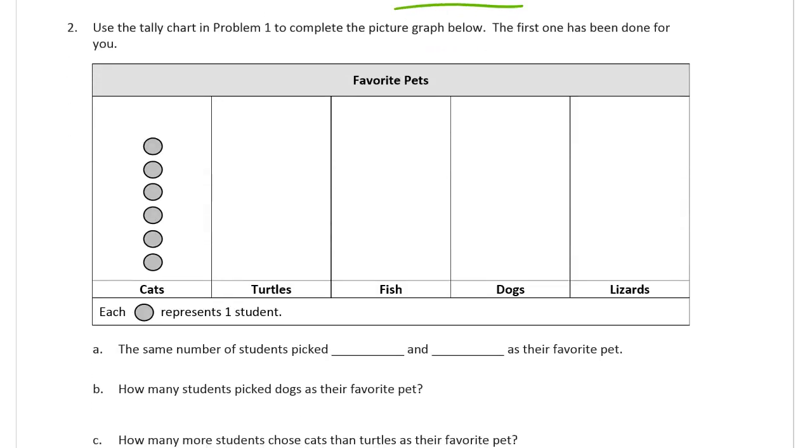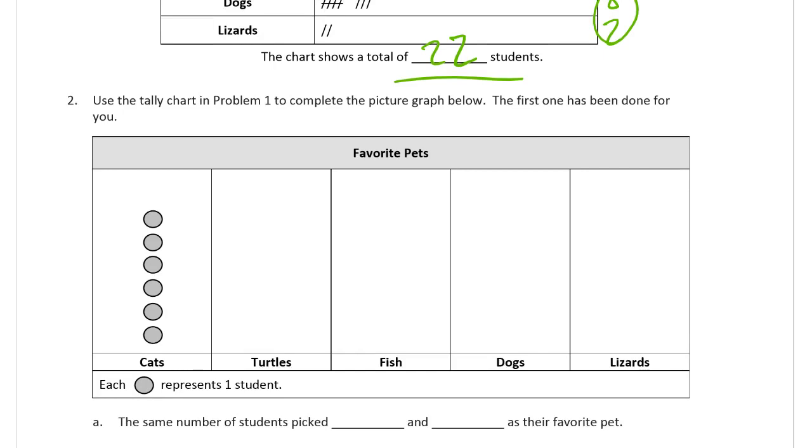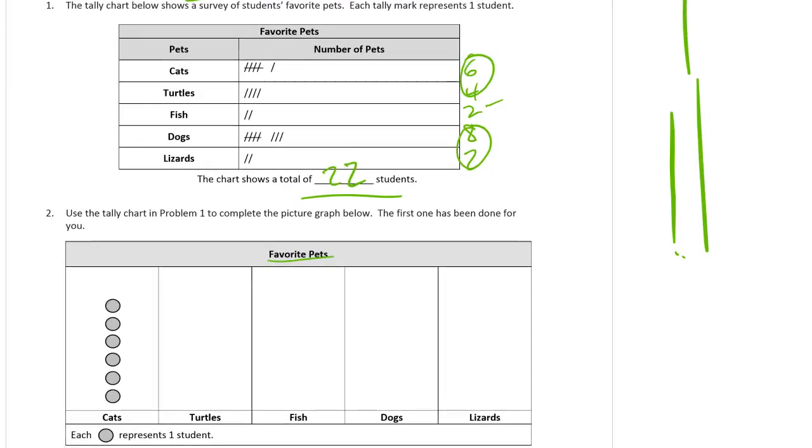And then use the tally chart in problem 1, which is what we just looked at, to complete the graph below. The first one has been done for you. And so here's our title. It's favorite pets. And you'll notice some things right away. Not to make too much of a point of it, but you'll see favorite pets in the table. So that's the title for the graph.